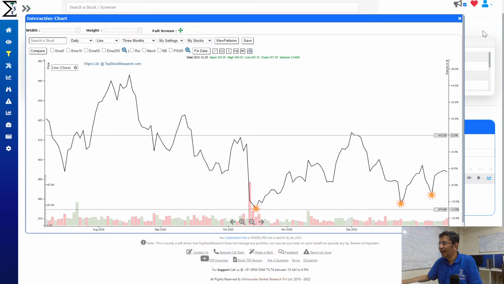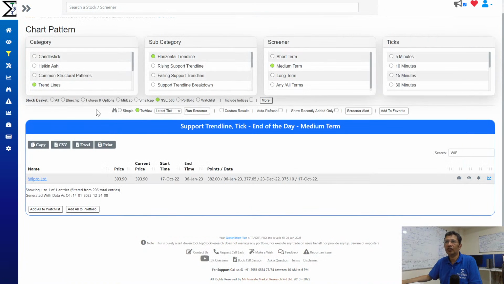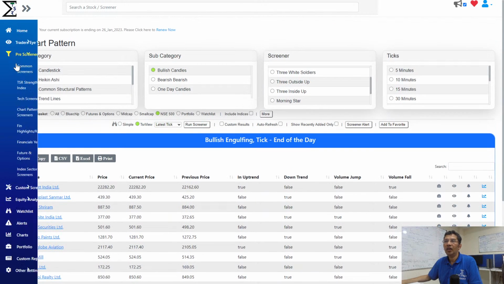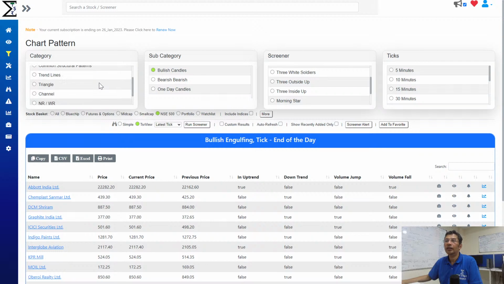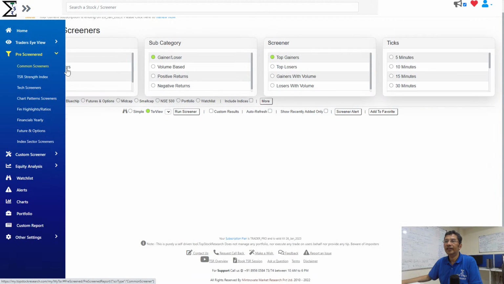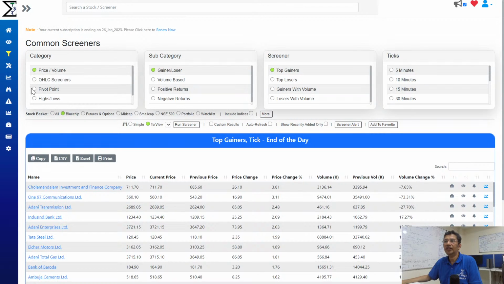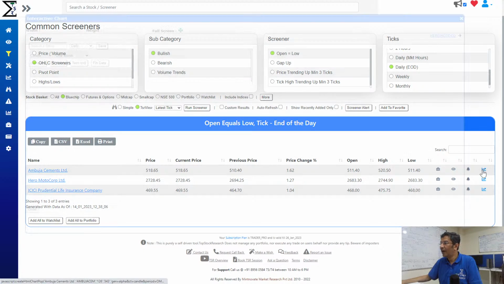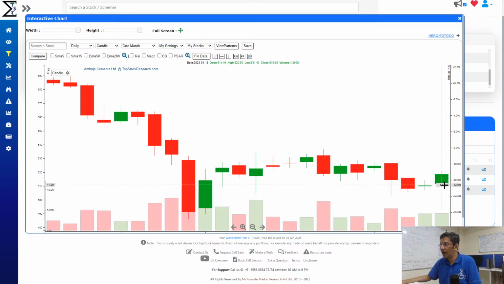Now, like any other thing, we have a preset of screeners where you can get this. It is the OHLC screener, one of the common screeners. You go to common screeners, you have OHLC screeners. That is where you'll get open is equal to low, or open is equal to high in the bearish one. So open is equal to low: you go and look at any area, and you'll find the stocks where the open is equal to low at this period.